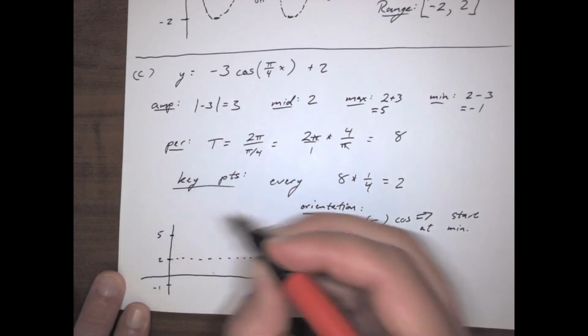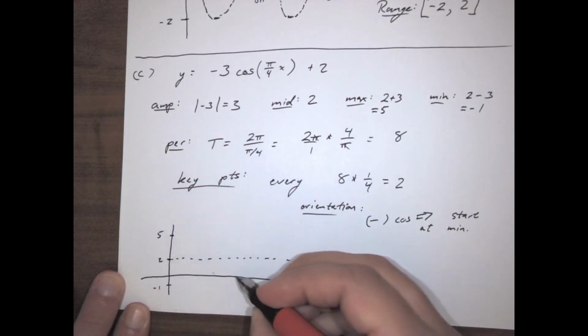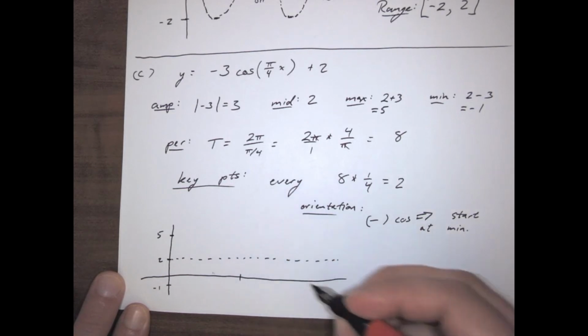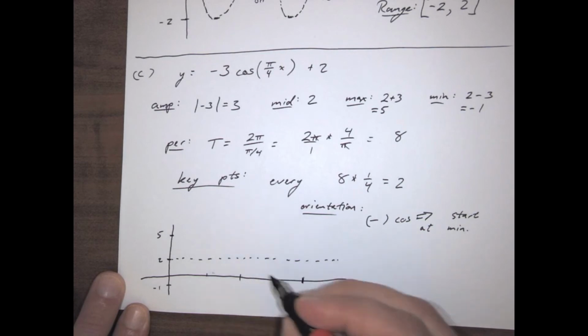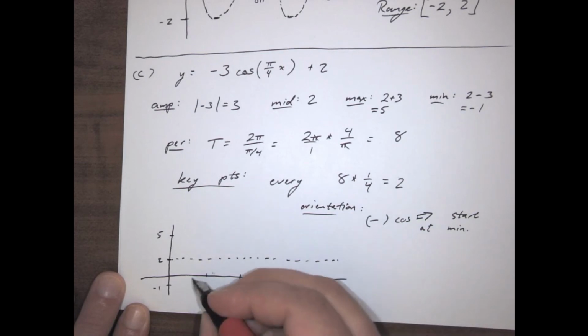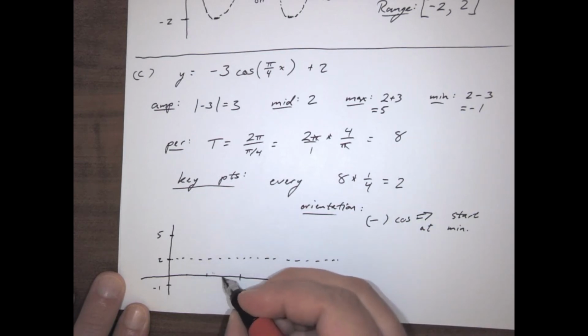Whenever there is a shifted midline, you definitely want to put that on there for your graphing convenience. So this is a 5. And now, let's plot out a period and another period. So that gives us 2 full cycles. And now the key points are going to be happening every quarter of that.